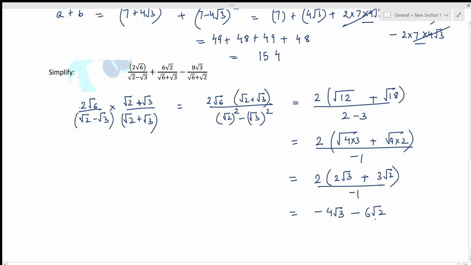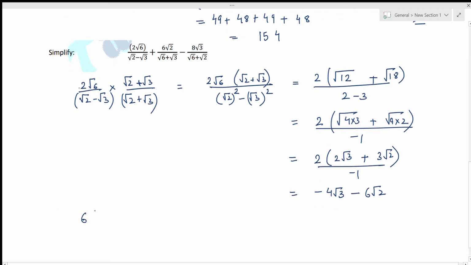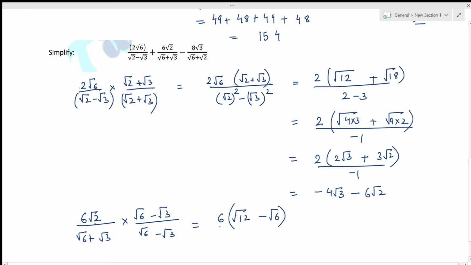Now let's check with the second term. Second term is 6 root 2 by root 6 plus root 3. So again we'll rationalize the denominator, multiplying by root 6 minus root 3 on top and bottom. Let's multiply all together. Root 2 into root 6 will become root 12, and root 2 into root 3 will become minus root 6 inside, over root 6 whole square minus root 3 whole square. Now root 12 again you know is 4 into 3, minus root 6, divided by 6 minus 3.